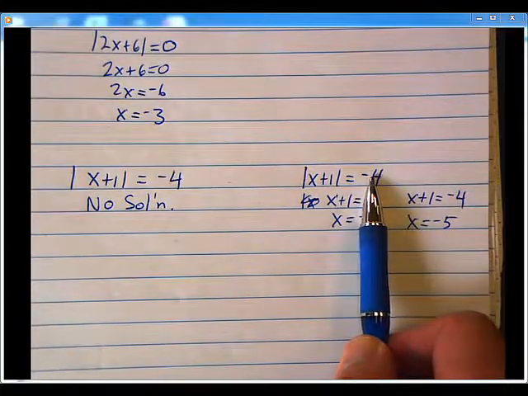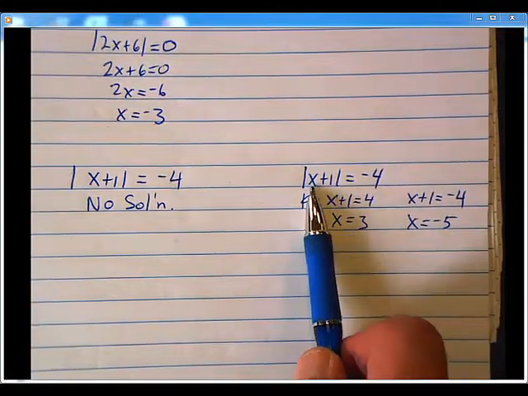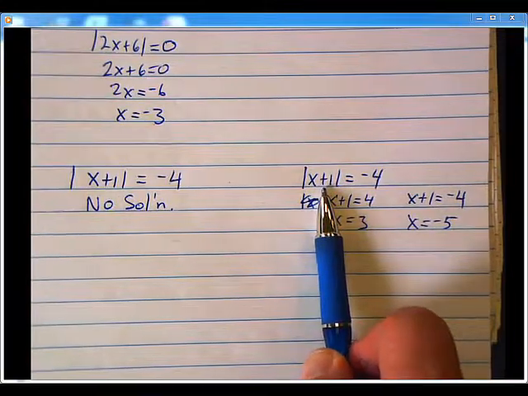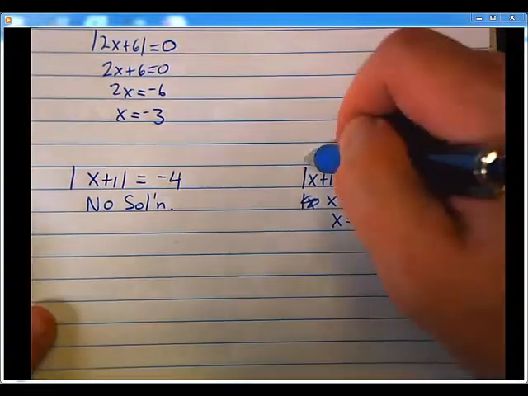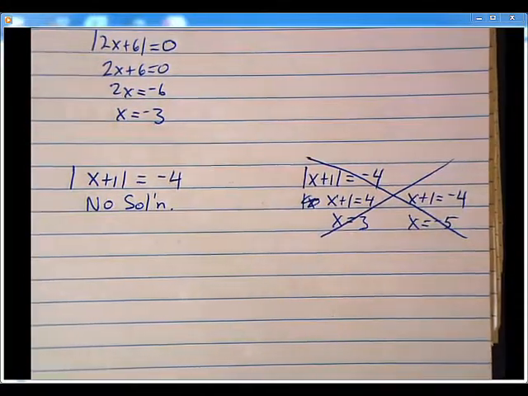So again, watch out for these trick questions where I give you an absolute value equals a negative number. That simply cannot happen. Your answer will always be no solution.